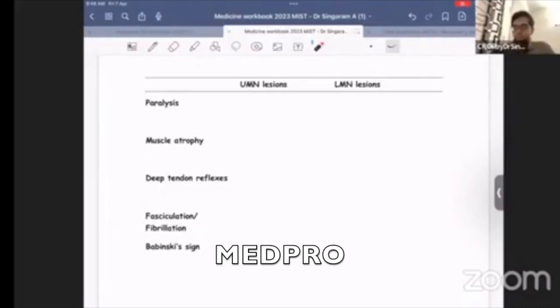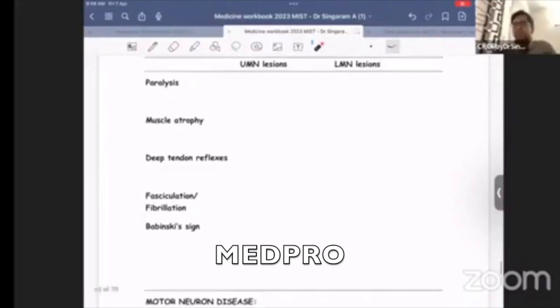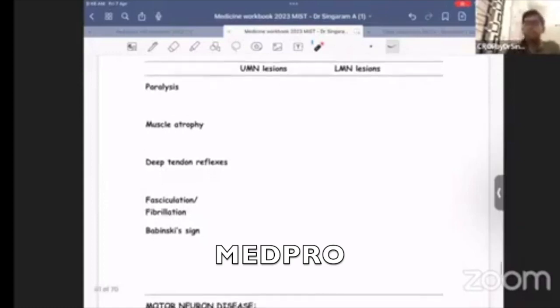It's an example of UMN lesion. Okay, now let us quickly know about the differences between the two types of lesions. In both lesions, obviously, the nerves are affected. When the nerves are affected, you will get weakness, muscle weakness. Obvious thing, right? But what type of muscle weakness?